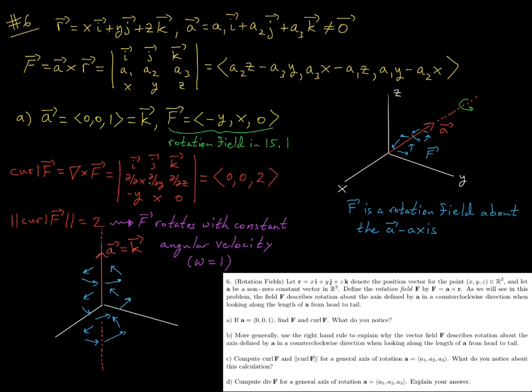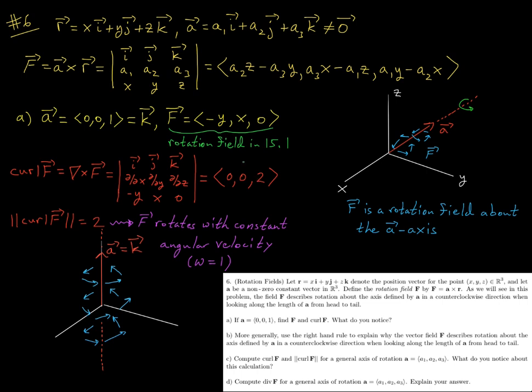Now the curl of this vector field, I've gone ahead and computed it here, is 0, 0, 2. Notice that the curl points in the direction of this vector A, which is the axis of rotation. As we said in the last slide, the curl points in the direction of the axis of rotation. So that makes sense.